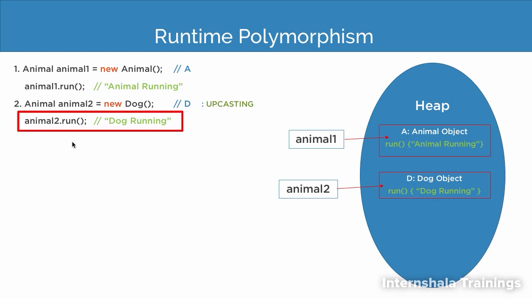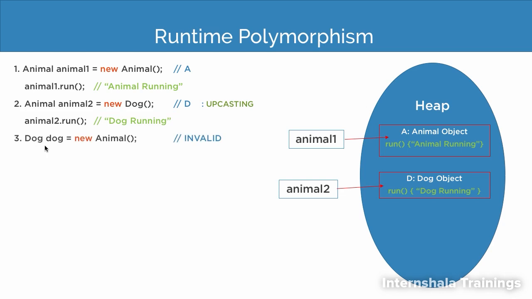Now at the end, suppose we have Dog dog equal to new Animal. Now on the right hand side, I have the parent class object, and on the left hand side, we have the child class reference. So in Java, it is actually invalid. To make it valid, we need to apply the concept of downcasting, which I am not discussing right now.